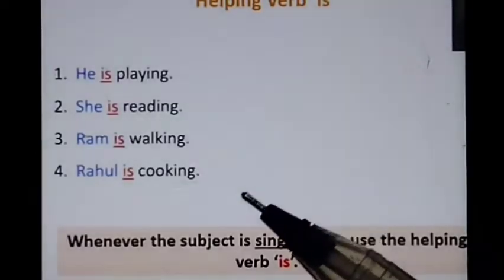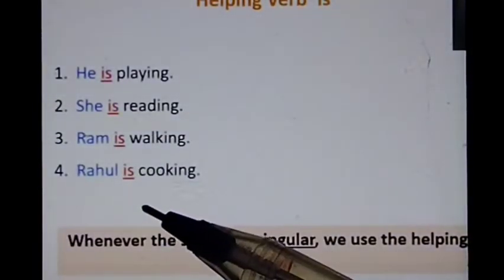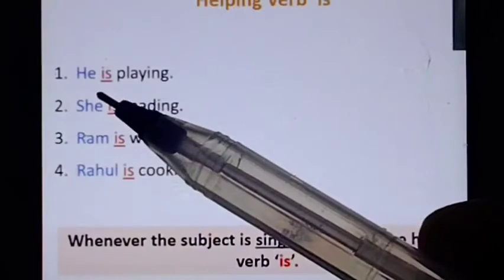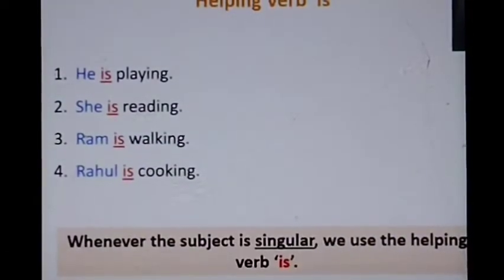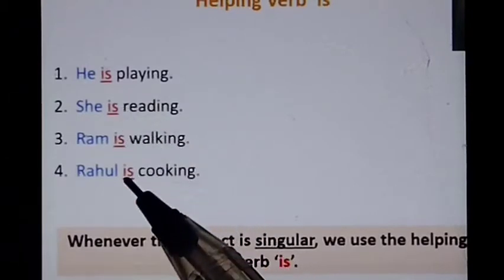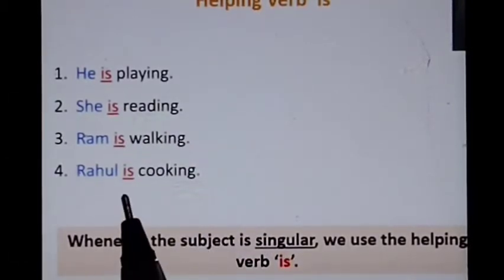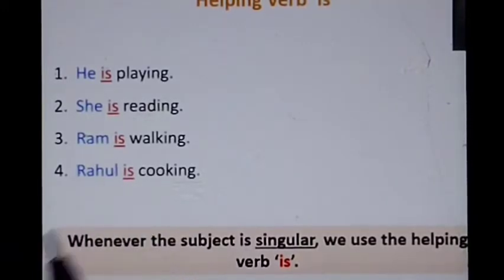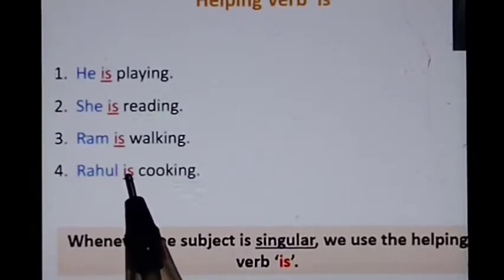Yes, look at the helping verb. The helping verb in the sentences is "is", right? He is, she is, Ram is, Rahul is. Is is the helping verb in these sentences. Whenever the subject is singular, we use the helping verb is.